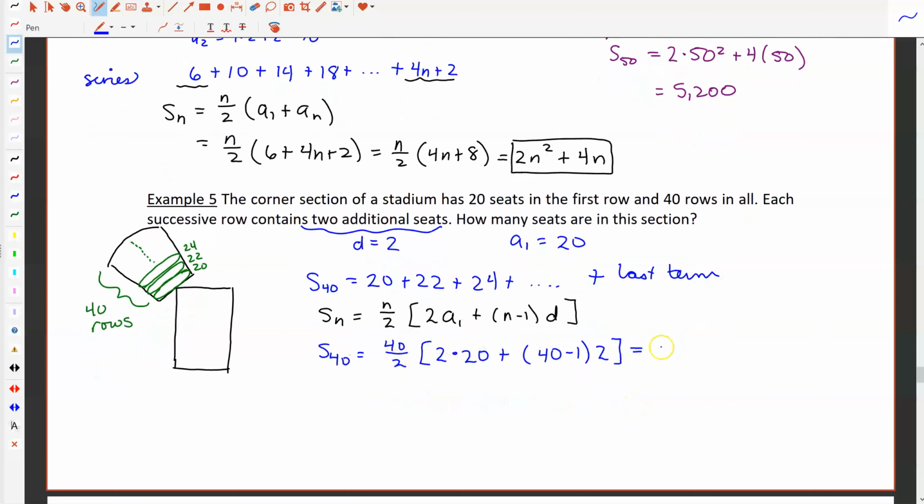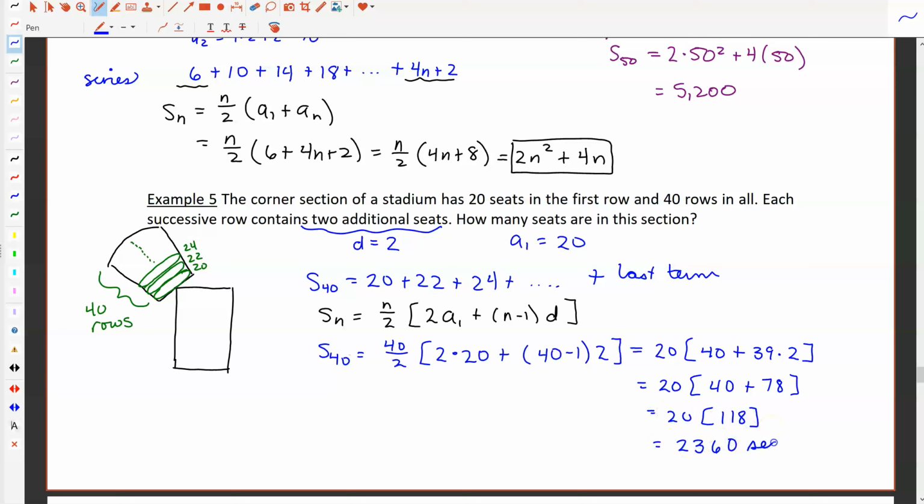Let's clean this up. So 40 divided by 2 is 20. Inside the parentheses, 2 times 20 is 40, plus 40 minus 1 is 39, so I'd have 39 times 2. So this is going to be 20 times 40 plus, let's see, 39 times 2 is 78. So this would be 20 times 118, which gives me 2,360 seats total. Okay, so that is one way that you could set up and solve this question.